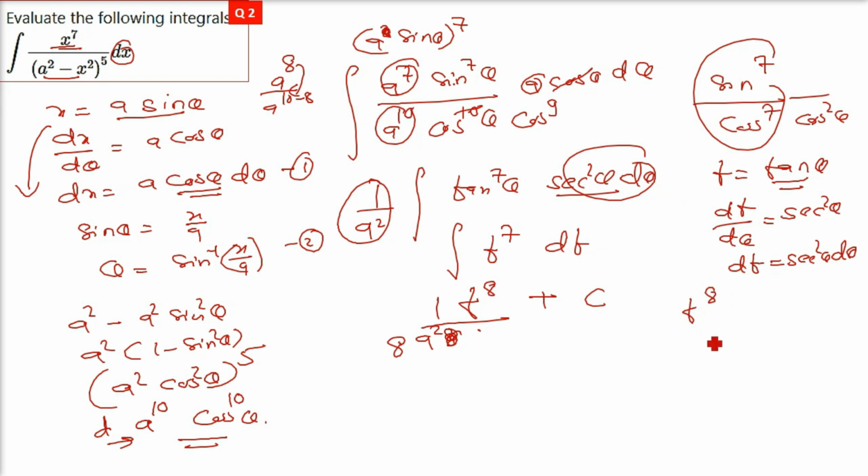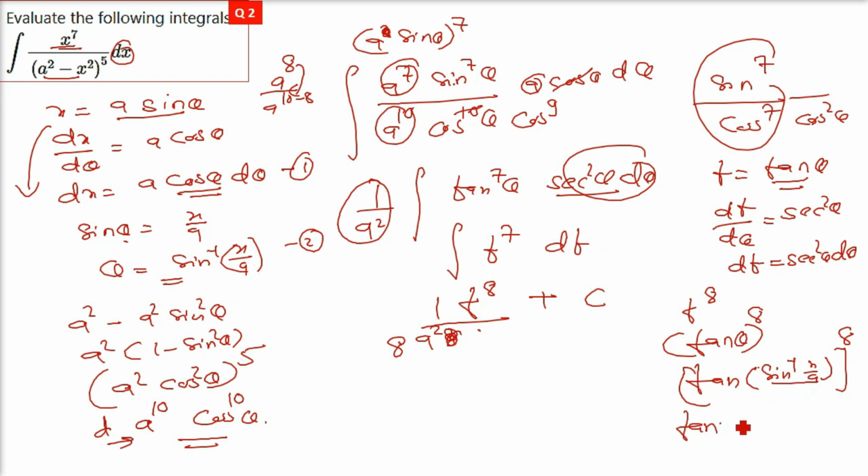What was t? It was tan theta, so tan theta to the power 8 you can write. What was theta? Theta was sine inverse x by a. So this tan theta can be written as tan of sine inverse x by a, to the power 8. Now we have to convert this sine inverse in terms of tan inverse, so that tan and tan inverse cancel out. Sine inverse x by a can be written as tan inverse x by under root a square minus x square.